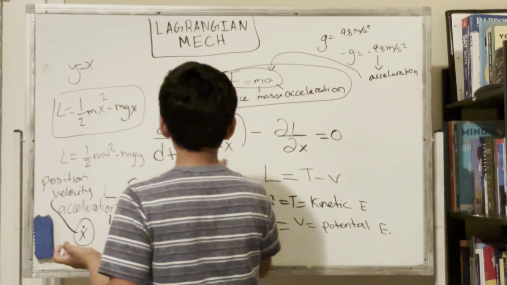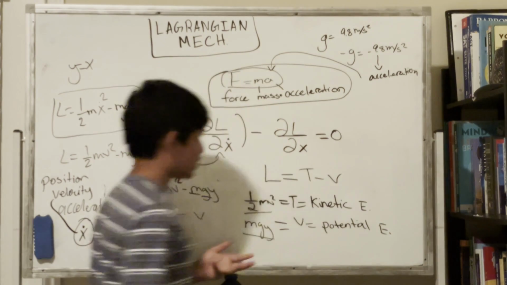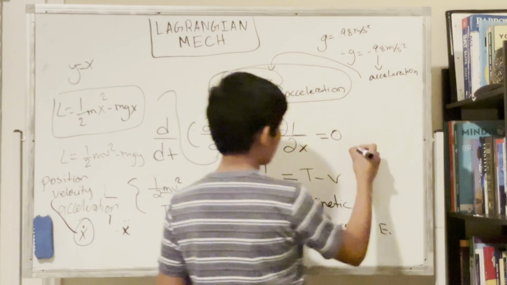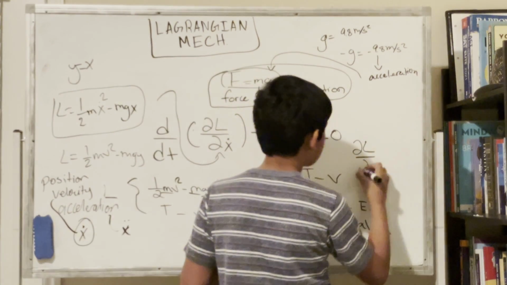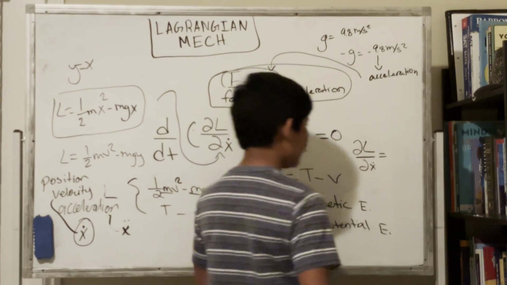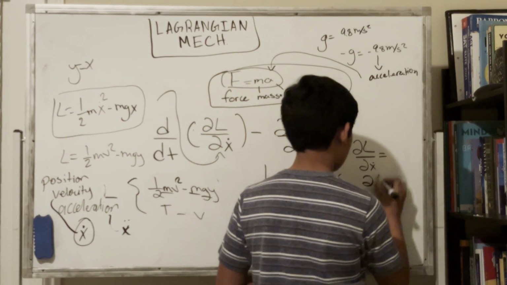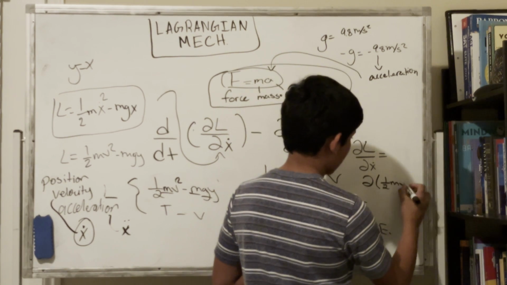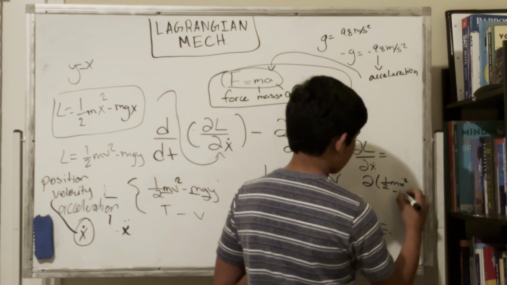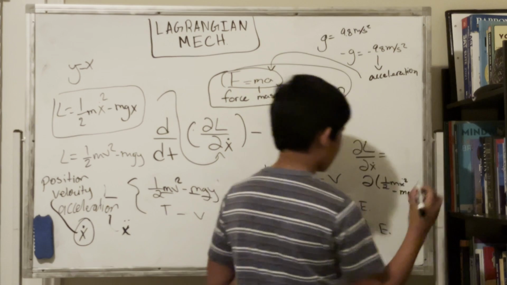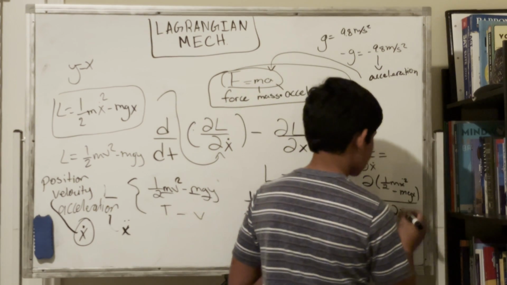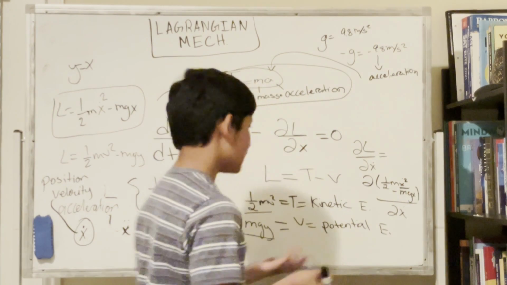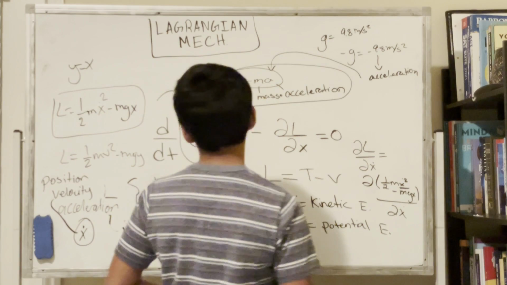So what we're going to do now is plug this in for where the Lagrangian is, and once we plug it in, we can solve it. So we're going to have partial L over partial x dot. We're going to take the partial derivative of the Lagrangian, which is 1/2 m x dot squared minus mgx, over partial x dot. So we're taking it with respect to x dot, and notice that we have an x dot term over here. All we're going to do is compute this, and this is very easy.